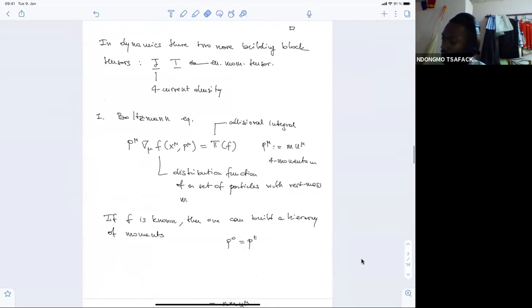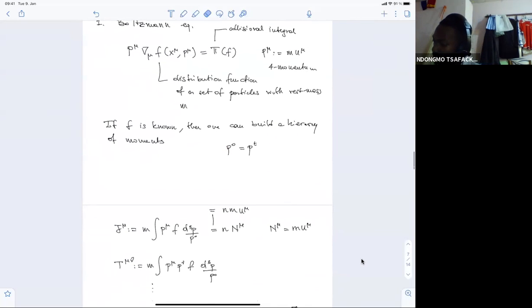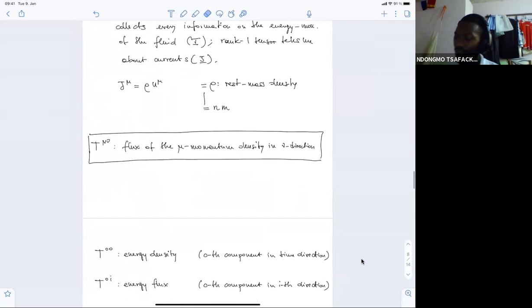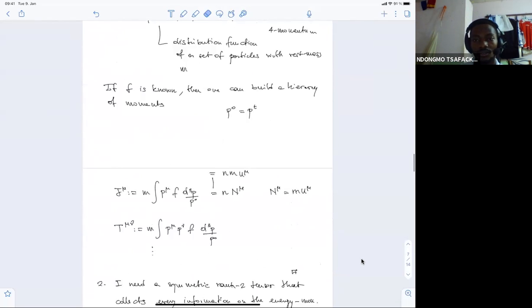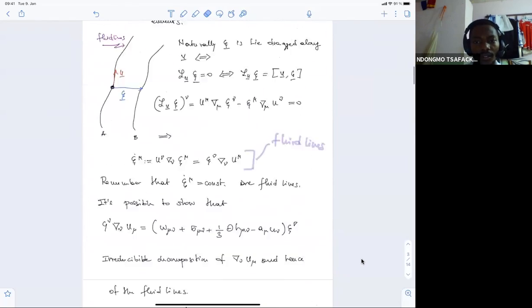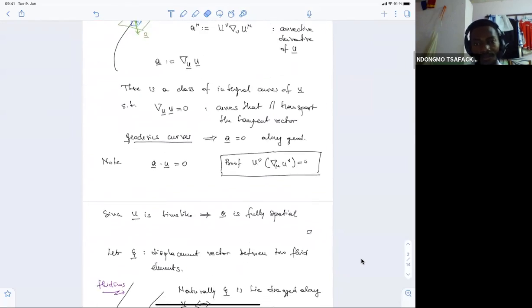I have a question concerning the fact that since U is timelike, why does this imply that A is space-like? Is it because A is defined as the convective derivative of U? Could we have more explanation about it? This is my first question.